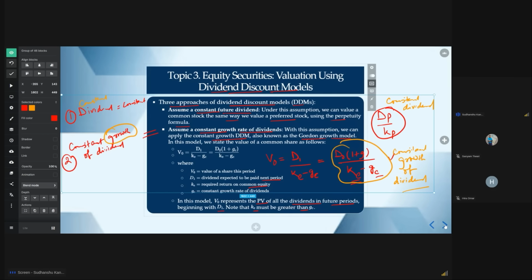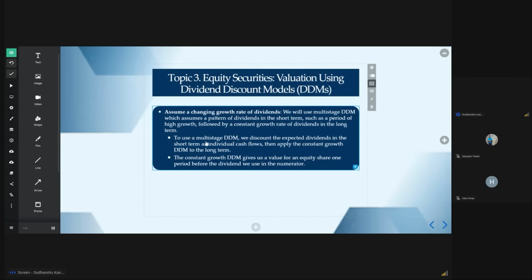And third one, there are three approaches. Third approach is you assume a changing growth. So here we will use the multi-stage dividend discount model, which assumes a pattern of dividends in the short term, such as a period of high growth followed by a constant growth. To use a multi-stage DDM, we discount the expected dividends in the short term as individual cash flows, then apply the constant growth DDM to the long run. The constant growth DDM gives us a value for an equity share one period before the first dividend using the numerator.